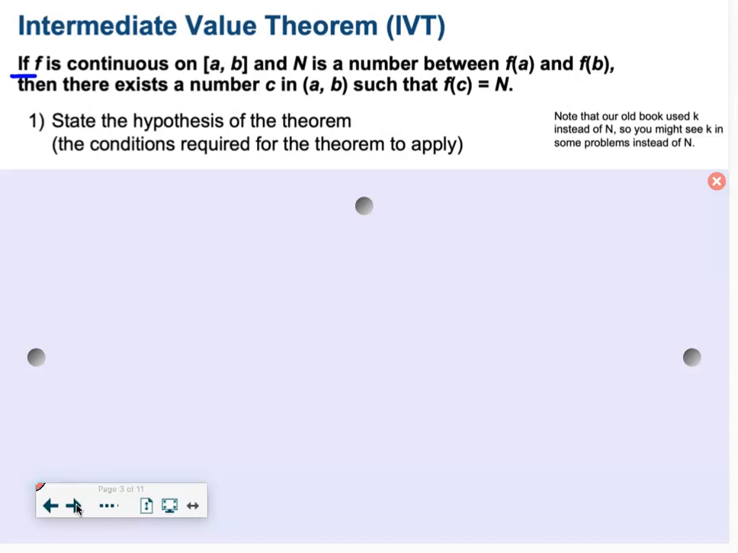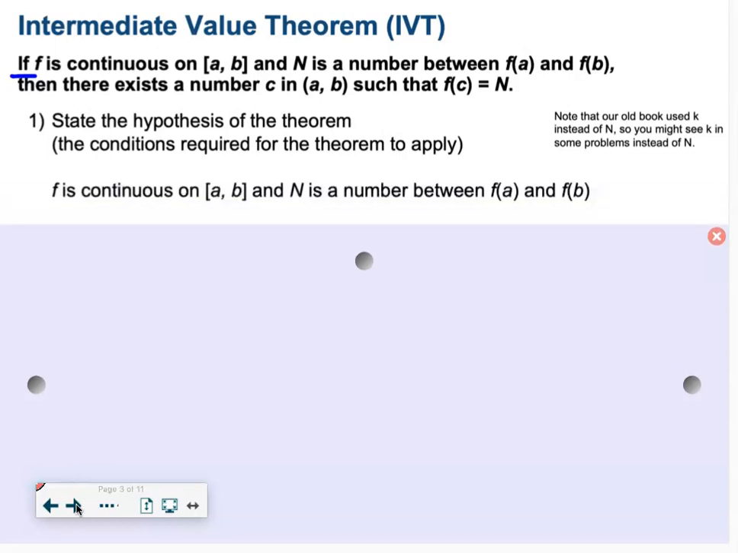Okay, so our hypothesis is this. F is continuous on the closed interval from a to b. I call it closed because it's enclosed in brackets. When you're enclosed in those square brackets, do those mean include the endpoints or exclude the endpoints? Include the endpoints. We also can say this is an inclusive interval because it includes the endpoints. So if f is continuous on the closed interval from a to b, and n is a number between f of a and f of b.